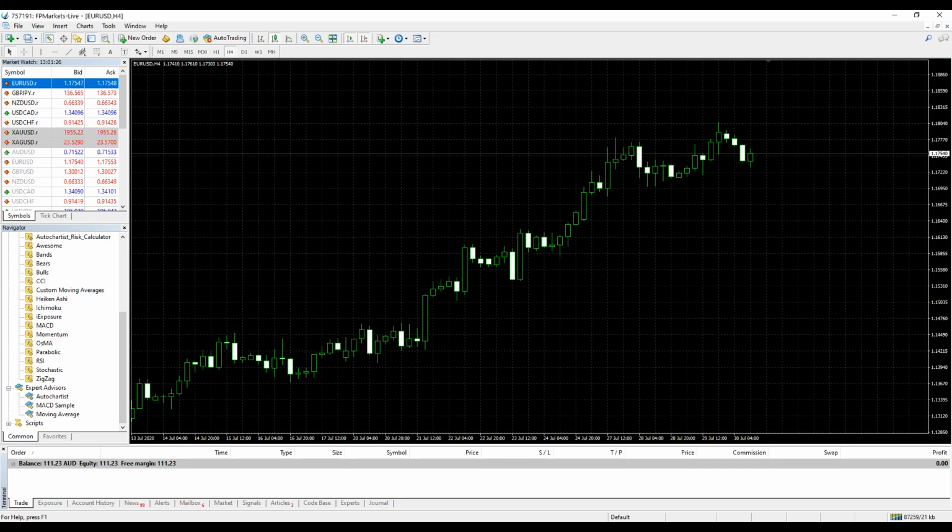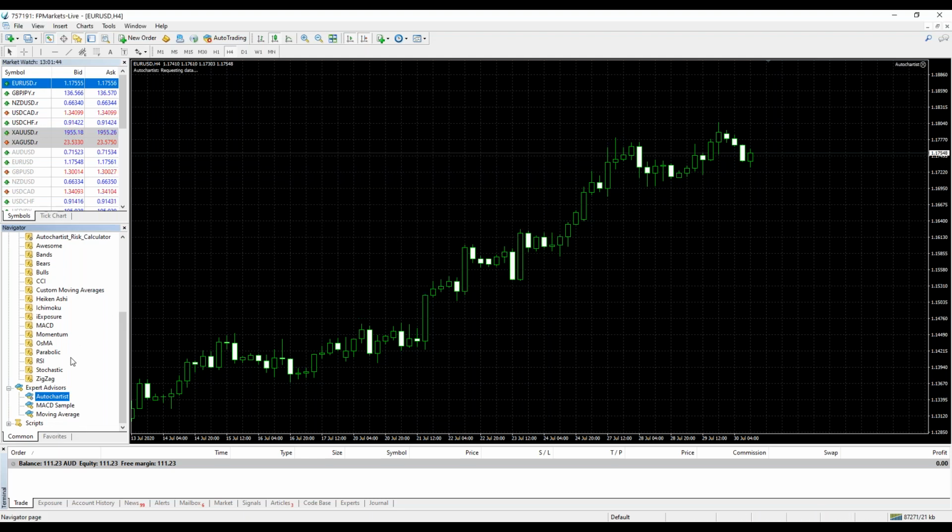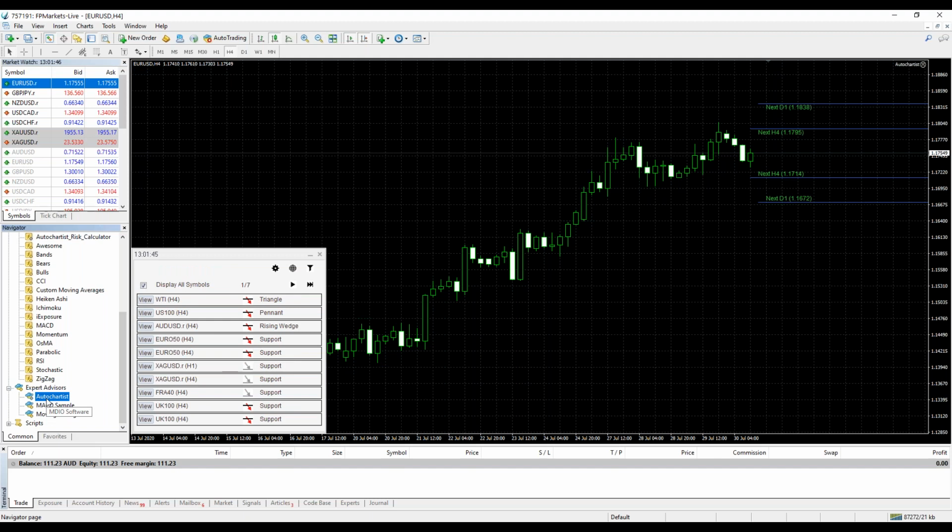Okay, so hopefully you can all see my MetaTrader, and I'll give it just a moment to refresh. So today we're talking about some of the features inside the Autochartist risk calculator. Not the risk calculator, I'm sorry. Some of the features inside the Autochartist expert advisor, and we'll touch on the risk calculator.